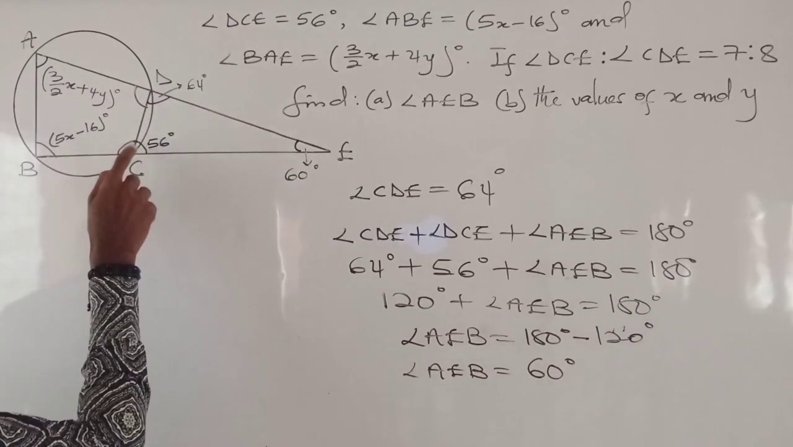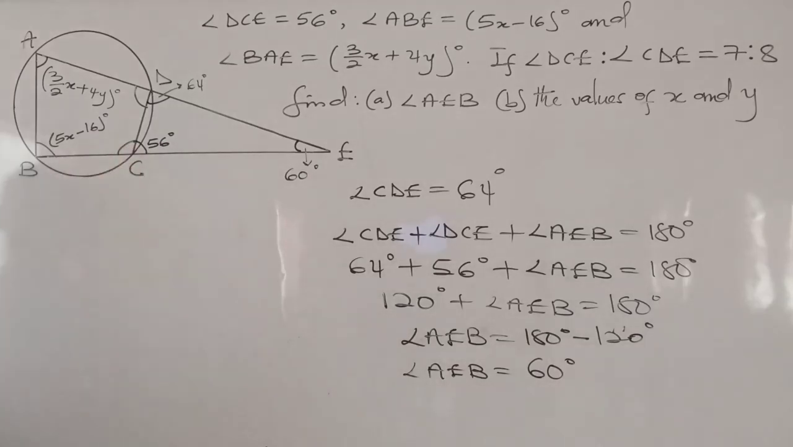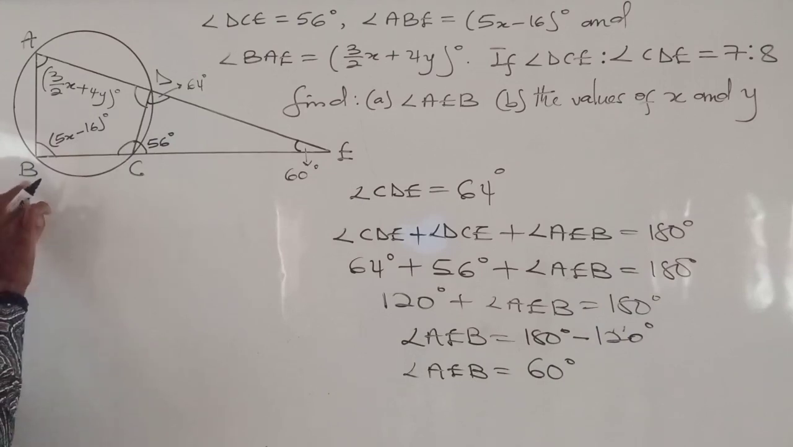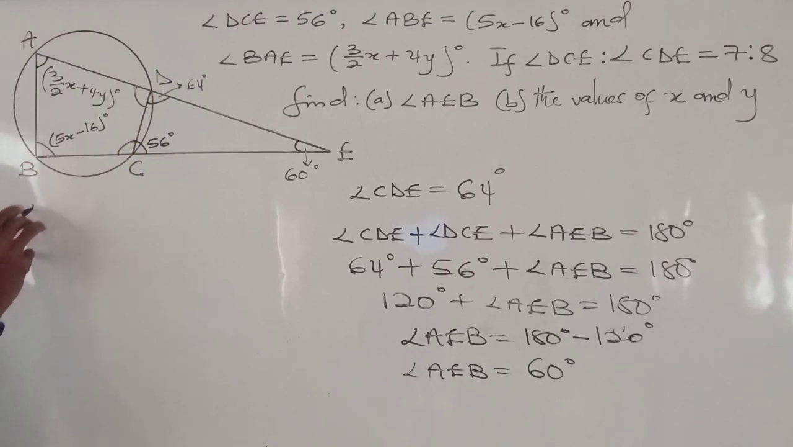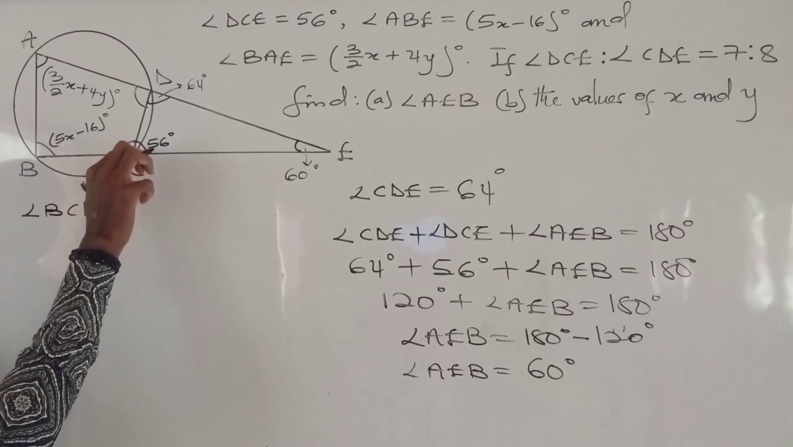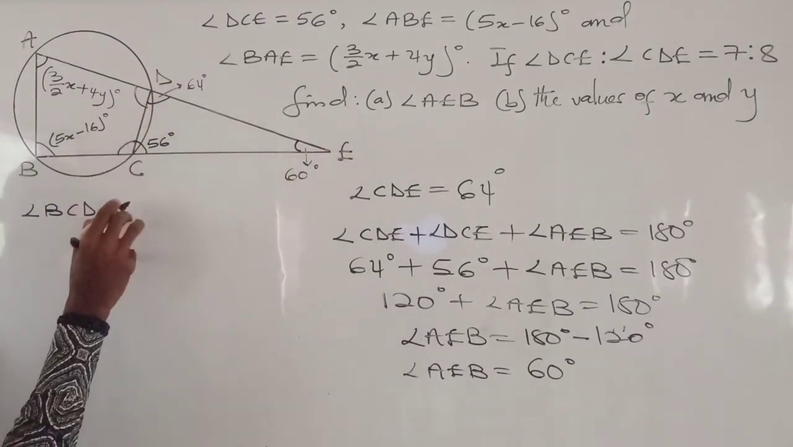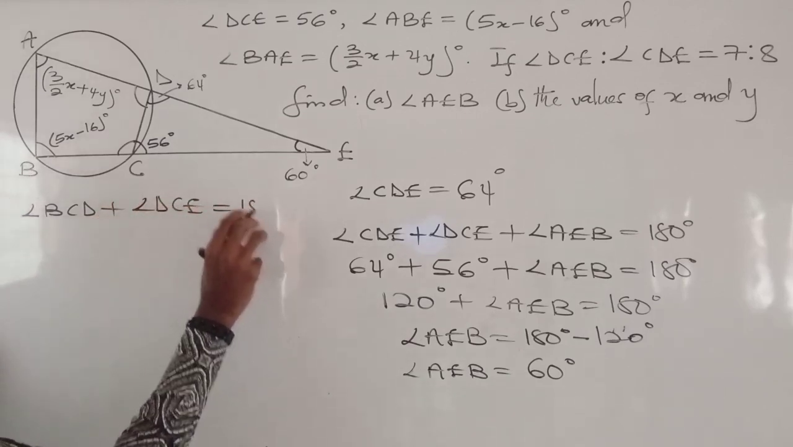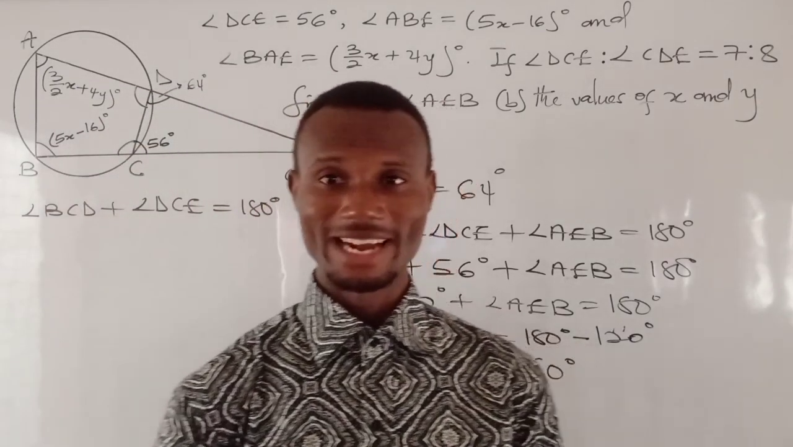Okay, so the angle here plus the angle here equals 180 degrees, so that we can find the angle which is supposed to be here. Let's name the angle which is here. We can name it angle BCD. So we have that angle BCD plus this angle, angle DCE, the angle formed here, should be equal to 180 degrees. I hope you agree and you understand up to this point.